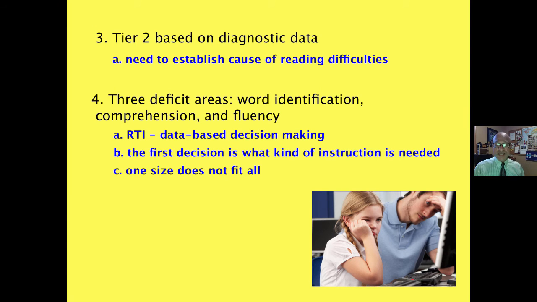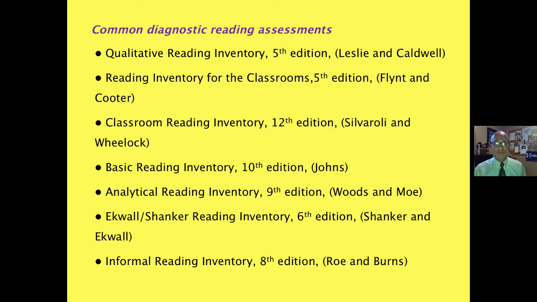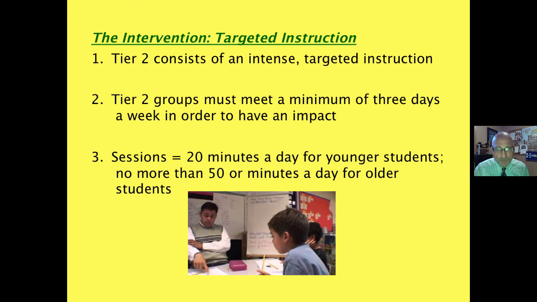RTI calls for data-based decision-making, and the first decision is what kind of instruction is needed. One size does not fit all, so you can't assume we're just going to throw all students into the same type of intervention. I recommend an informal reading inventory or a qualitative reading inventory of some sort. That is the only way that you get at these three areas, as well as an approximate reading grade level.